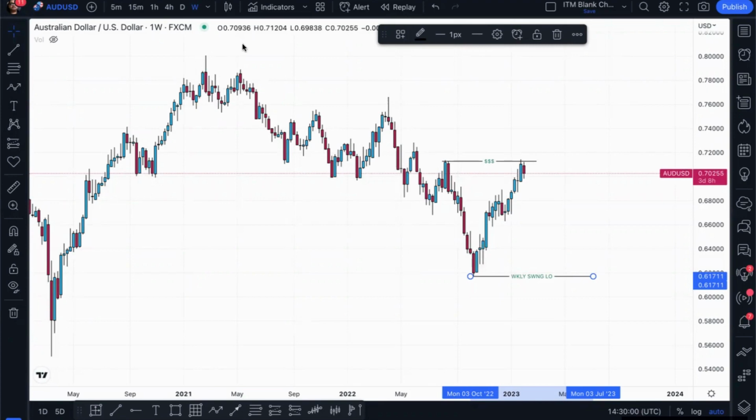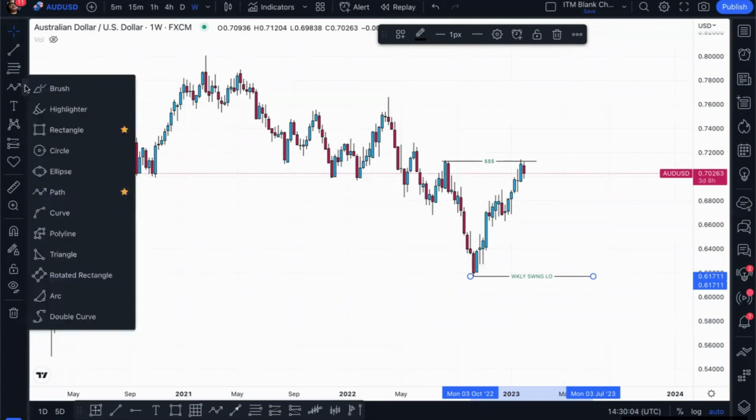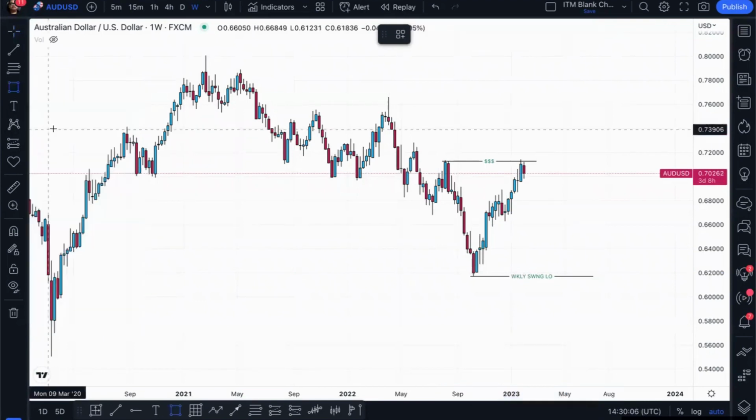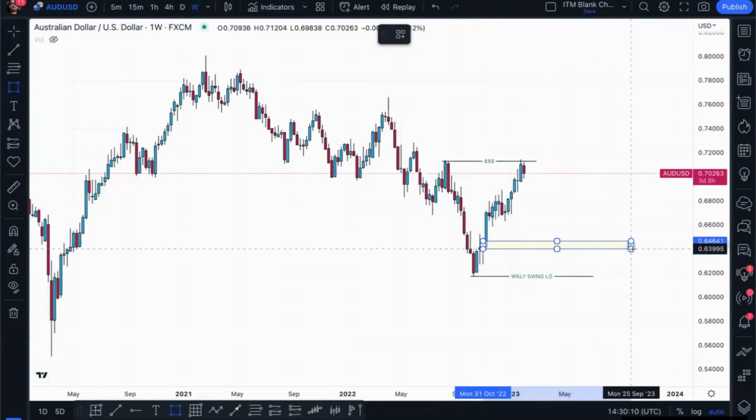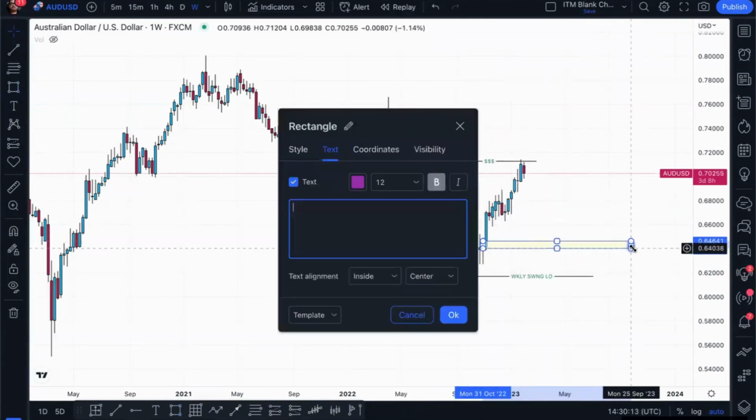But let's just start marking those weekly bullish points of interest. So that's the one. We can type here: weekly demand zone.